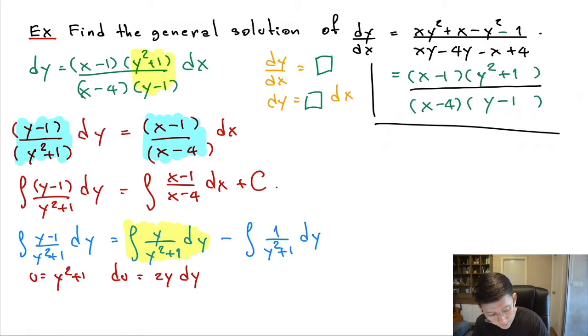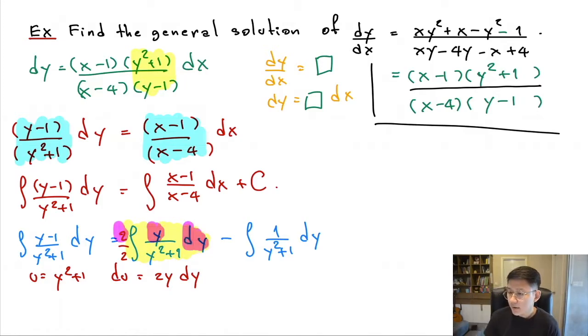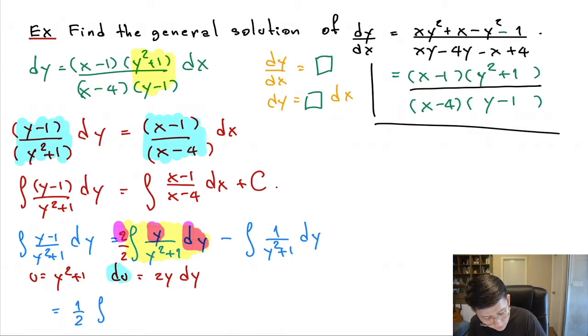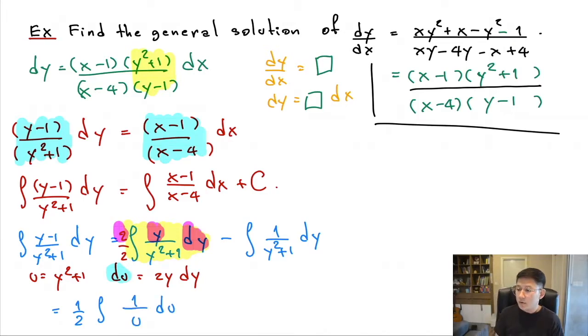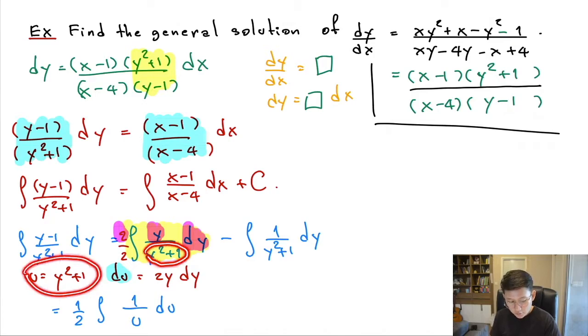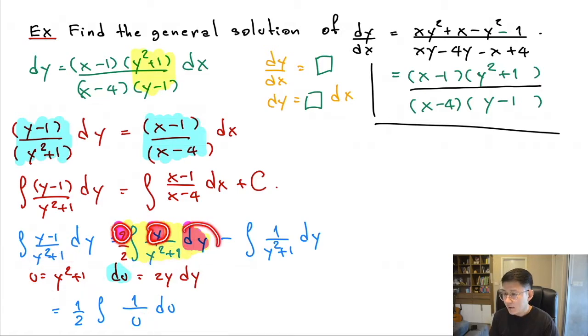So I'll multiply by 2 and divide by 2. The 2y dy is actually du. Make sense? So I'll have 1/2 of the integral of 1 over u du, because I let u be y squared plus 1, and 2y dy is actually du. So this is what I have. Make sense? It's the integration by substitution.